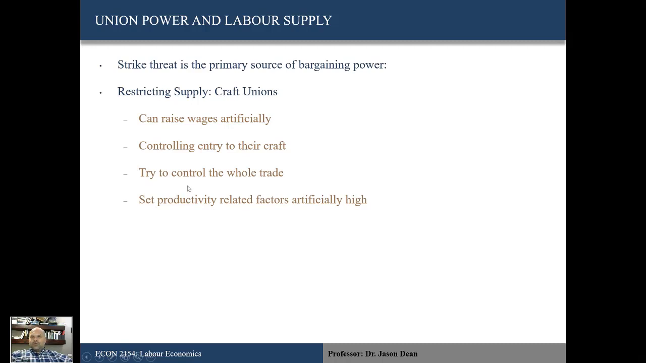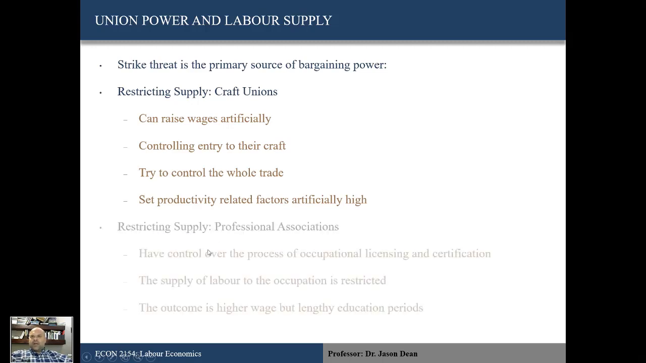They try to control the whole trade. It's almost as if they're trying to become a monopolist in terms of the supply of this type of labor. And so they can set productivity related factors artificially high.